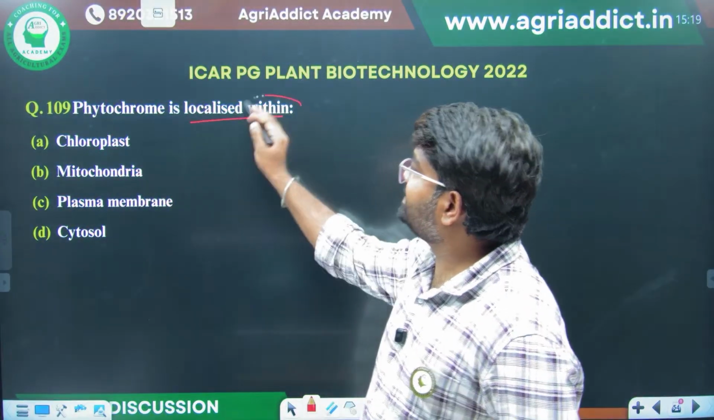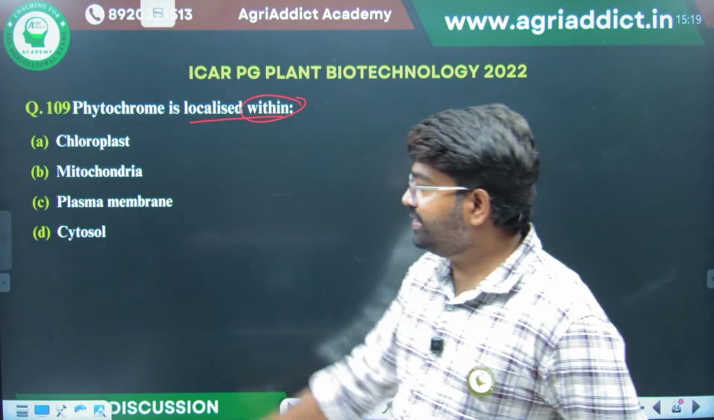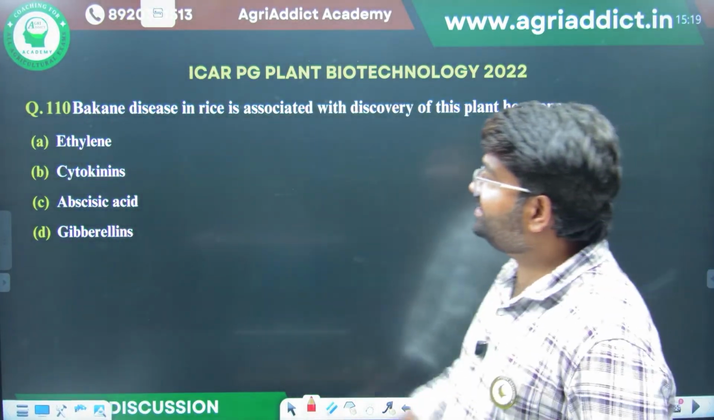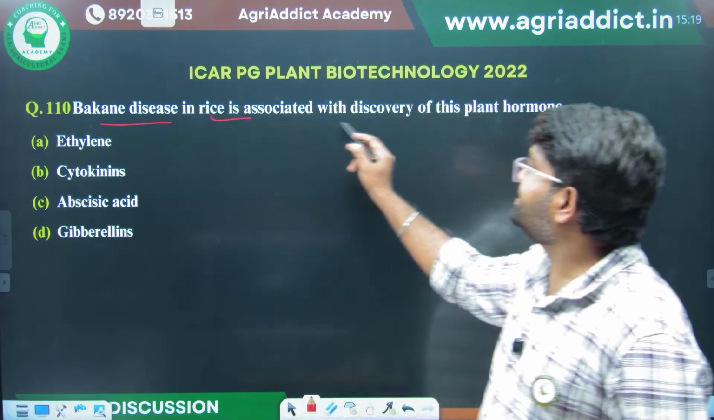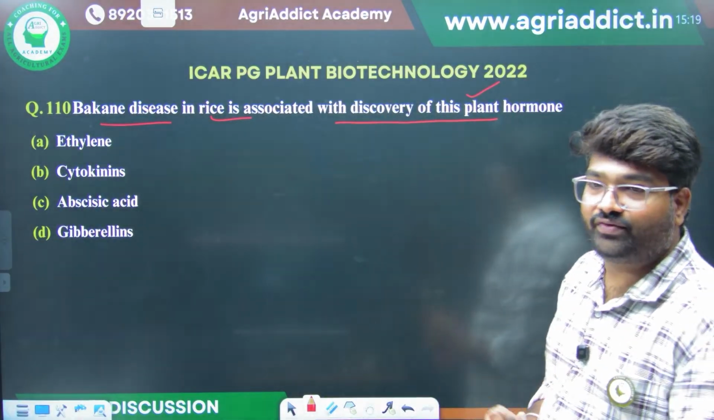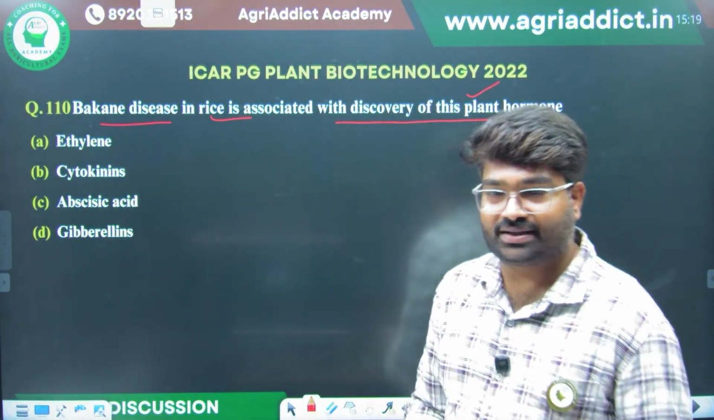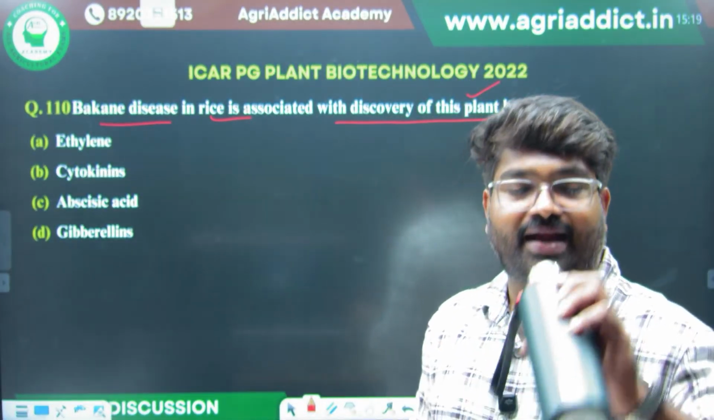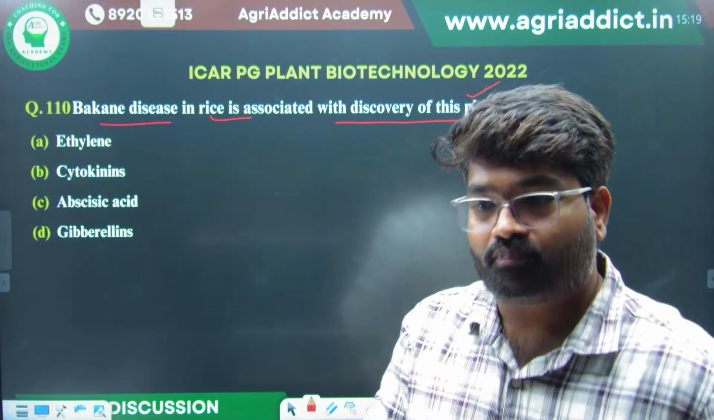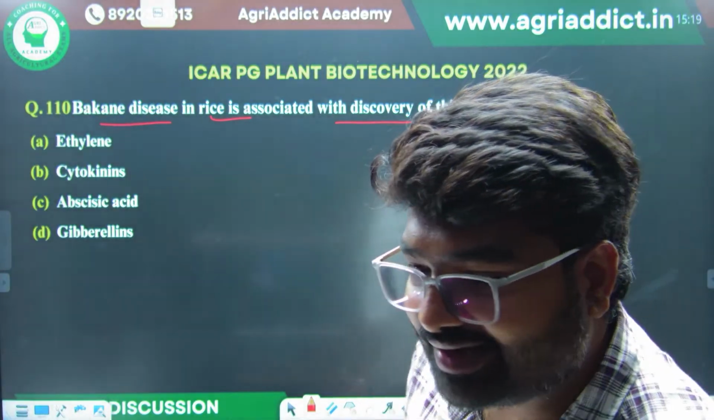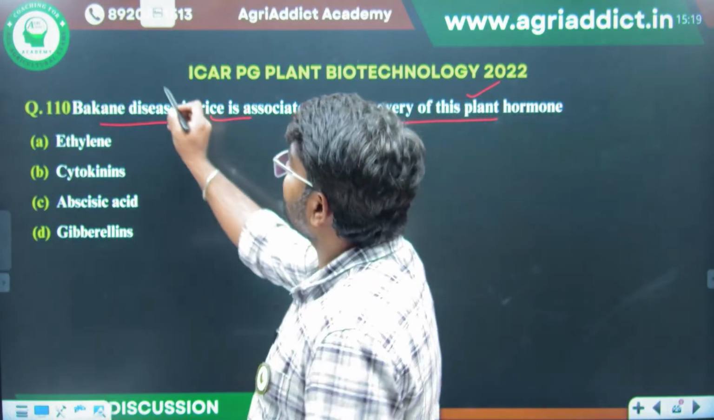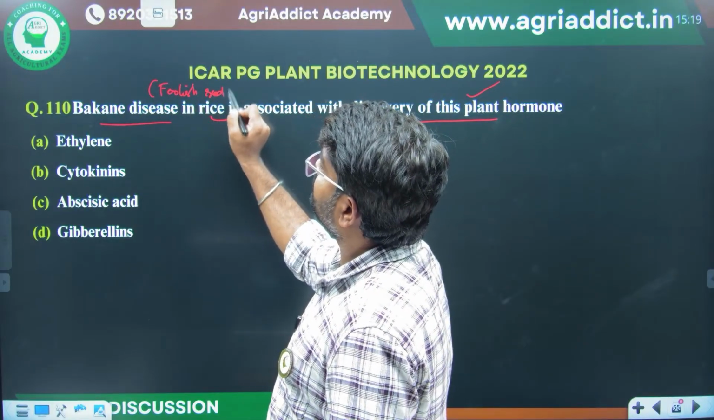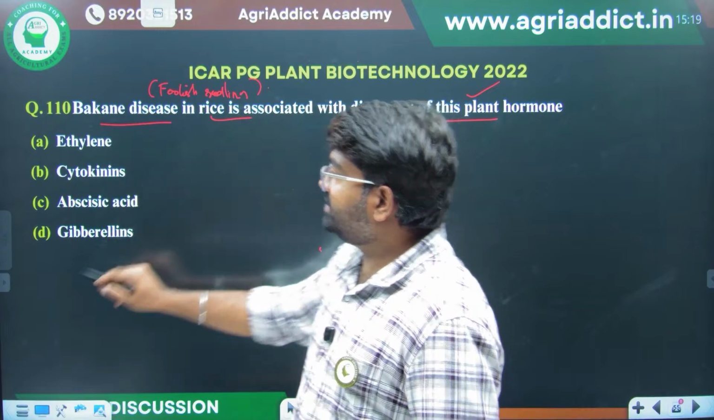Phytochrome is localized within the cytosol. This is an already discussed question. Bakanae disease in rice is associated with the discovery of which plant hormone? This you have to answer. Gibberellic acid, ethylene, cytokinin. We can also call this foolish seedling disease. Yes, very good. Gibberellic acid.